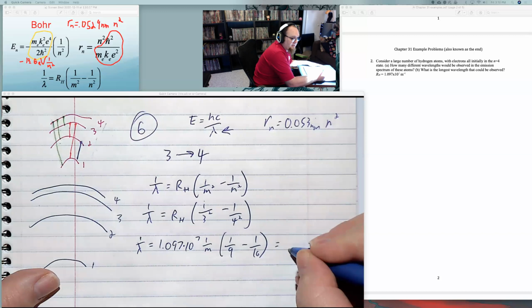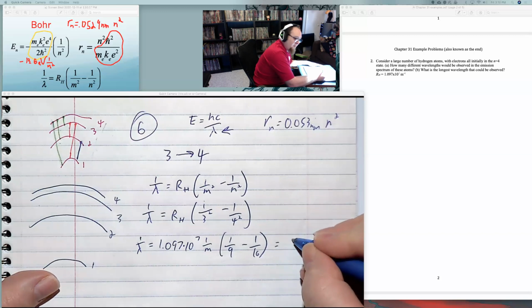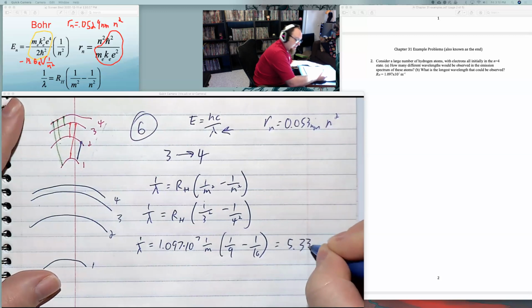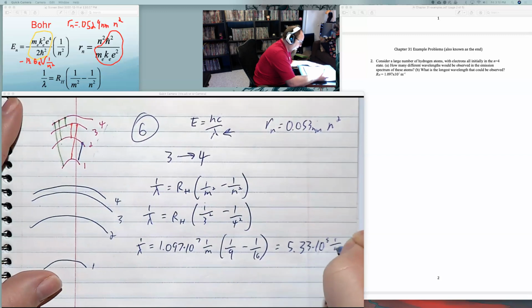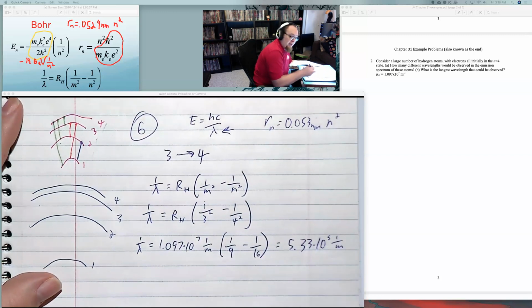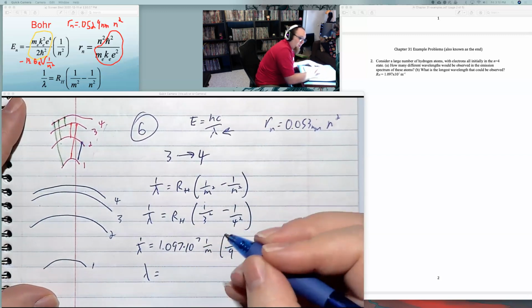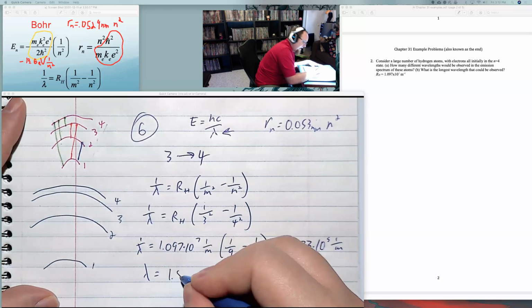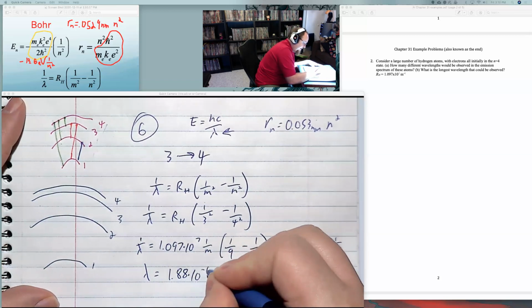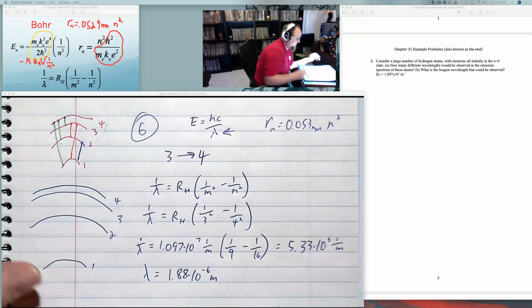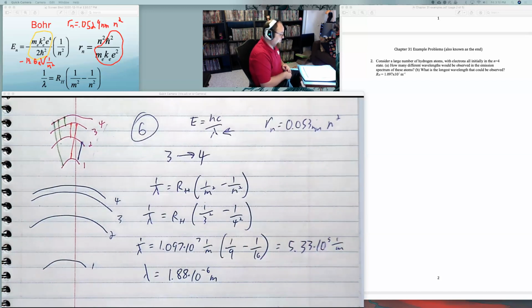That is 5.33 times 10 to the 5th inverse meters. That's 1 over lambda, so lambda is just 1 divided by that number: 1.88 times 10 to the negative 6 meters. And there we go.